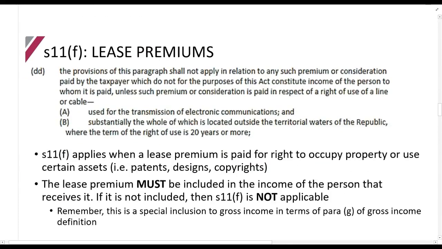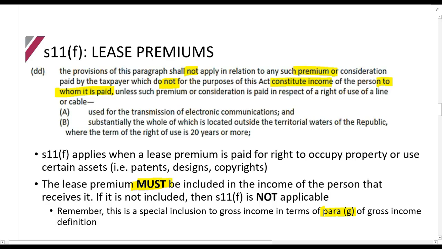And then they just tell you the provisions of this paragraph shall not apply. So in other words, you may not claim a deduction if the premium paid does not constitute income for the person to whom it is paid. So what they're trying to say here is, if I'm leasing it from you, you must include that amount in your income. Otherwise, I cannot claim this as a deduction. So in other words, if you do not include it in your income, I cannot claim this as a deduction. Now, if you remember the gross income definition, paragraph G says to you, you must always include it. So that means you will always include it.